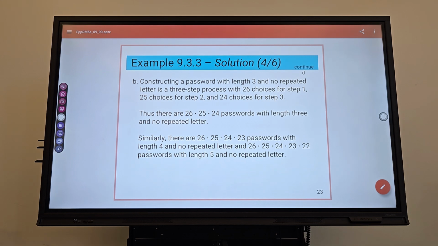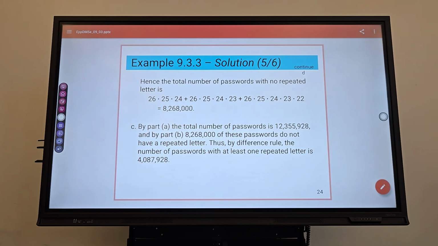Similarly, there are 26 times 25 times 24 times 23 passwords with length 4 with no repeats, and 26 times 25 times 24 times 23 times 22 passwords with length 5 with no repeats, which gives you a total of 8,268,000 passwords with no repeated letter.